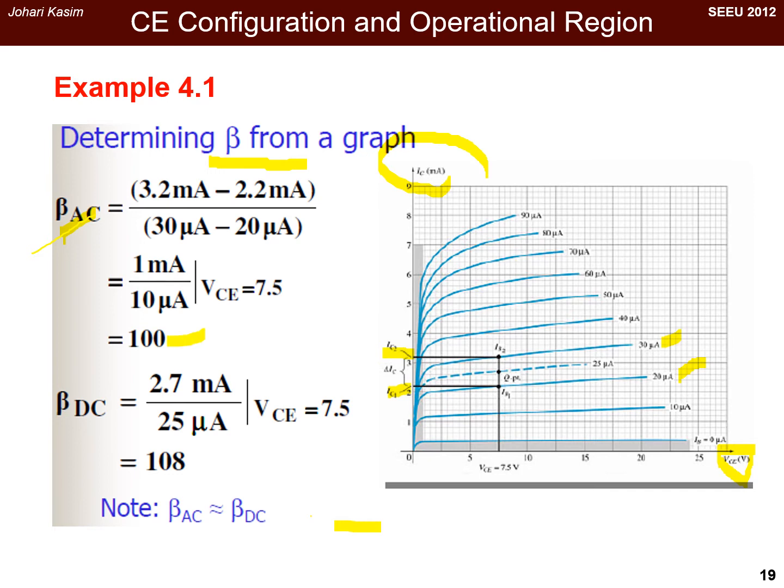Beta DC can be determined using the Q point here. That is 2.7 milliampere divided by 25 microampere, and the answer is 108. From the result we can see that beta AC is nearly beta DC. In the exam or our test, beta is given.